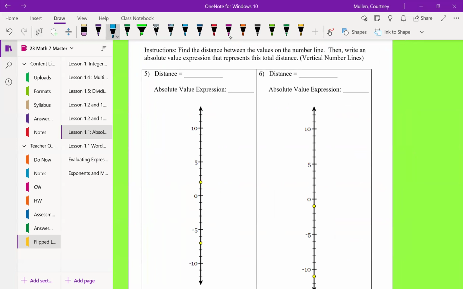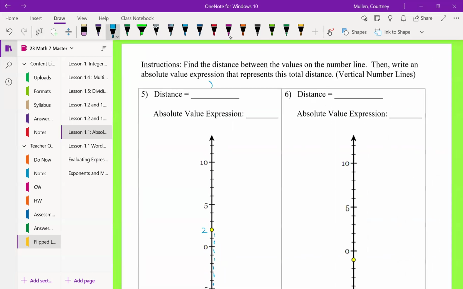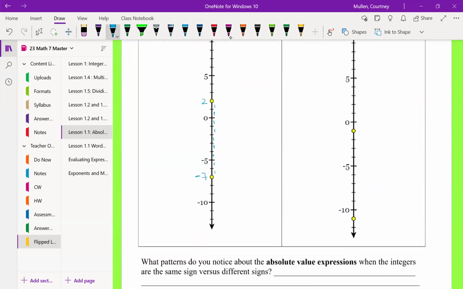So first thing, we want to label our values. So we have 0, 1, this must be 2. And then we have -5, -6, so this must be -7. So first thing I'm going to do is count the distance between my 2 points, right? 1, 2, 3, 4, 5, 6, 7, 8, 9. Okay. So the distance we know is 9. And we can double check that because we know that -7 is 7 units from 0, and 2 is 2 units from 0. If we add those together, we know the distance will be 9 total units.